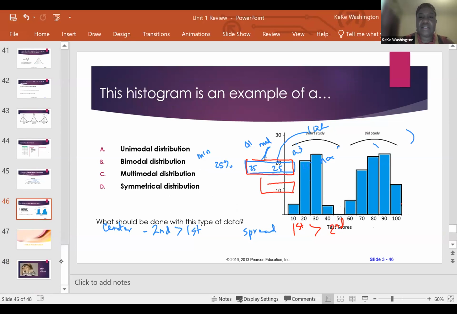All right, and finally, what do we do when our distributions are bimodal?